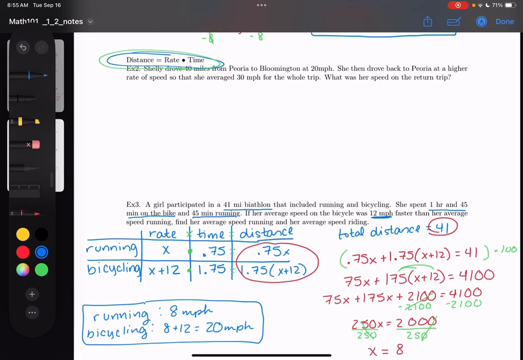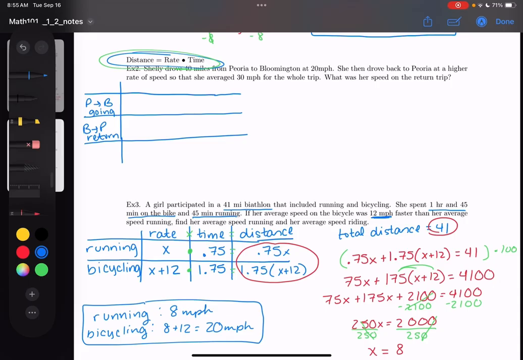So again, I'm going to make a table. I have 2 topics here. That's where I'm going to put the rate, time, distance at the top. But I have that we're going, so we'll say P to B, then back to P, so we'll say B to P. Or if you want to put her going trip and her return trip or something like that, just whatever makes sense to you to label. And then look here, because it says we have 30 miles per hour for the whole trip, we do want to have a row for the total.